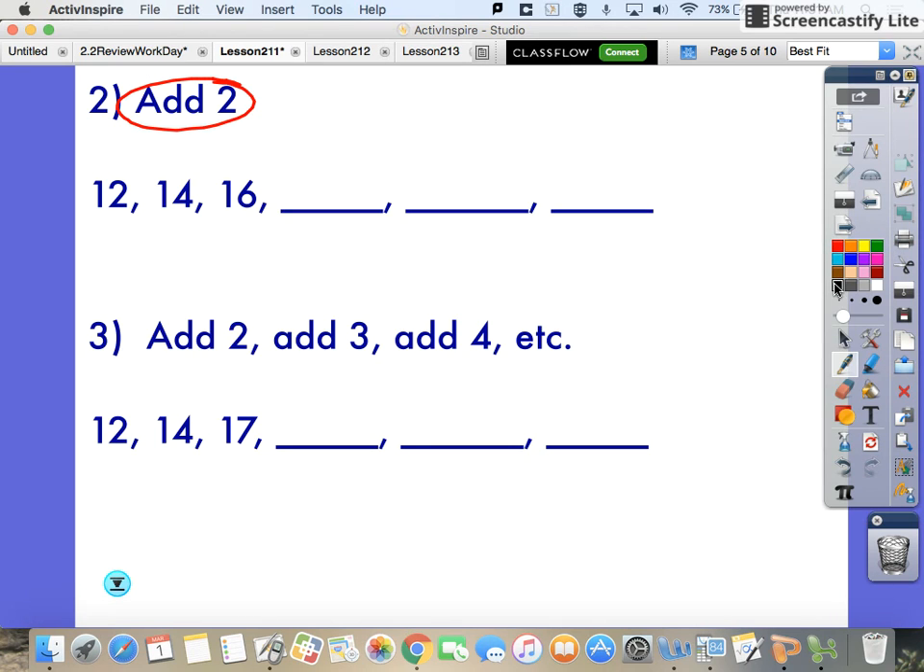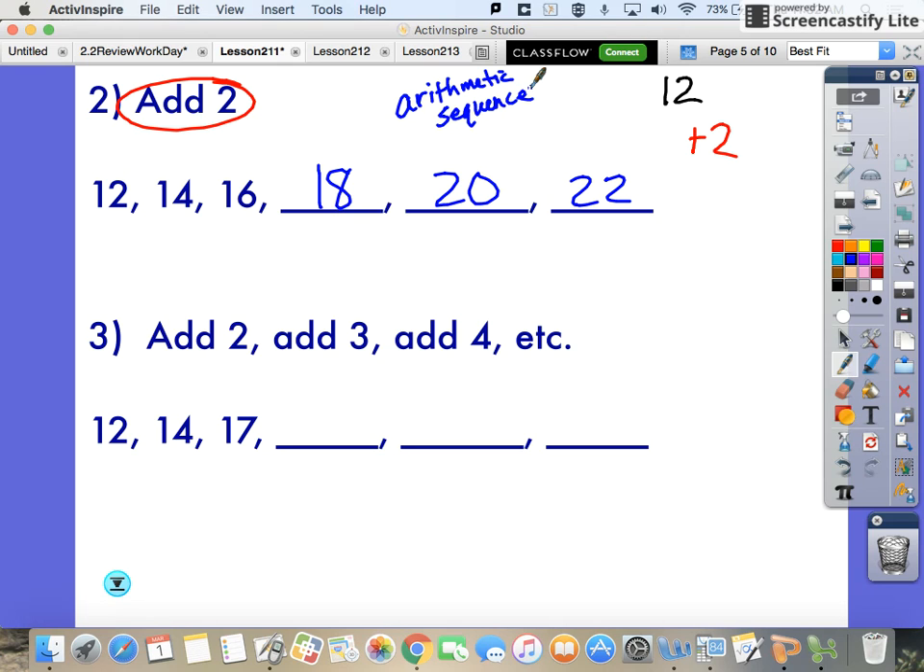So then, if we look at this one where it says add 2, the first term is 12, and the pattern is to add 2. Okay? So what we're going to do is 12 plus 2 is 14, plus 2 is 16, plus 2 is 18, plus 2 is 20, plus 2 is 22. Next year, this is the one that they will call an arithmetic sequence, because when you add or subtract, it's called arithmetic.